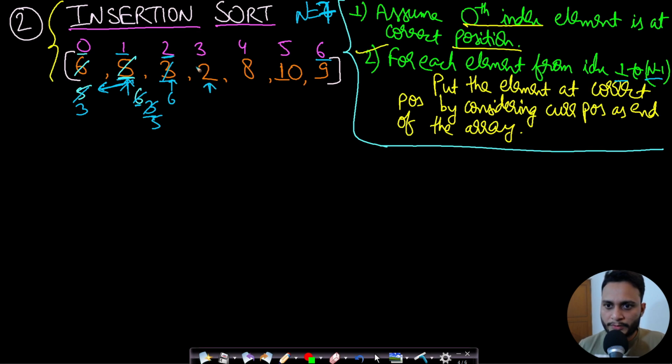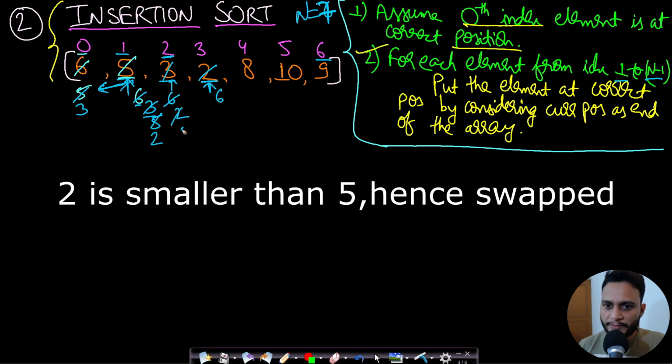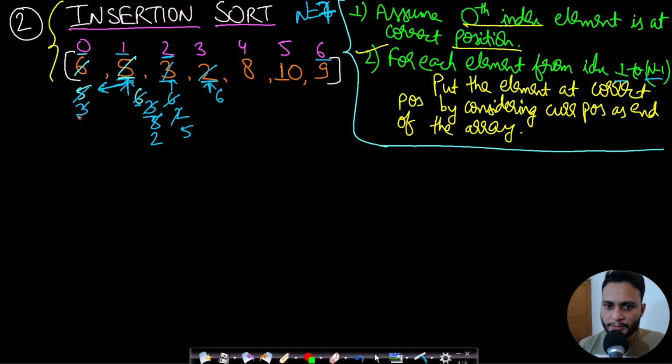Now we will move on to this index 3. So we will keep moving this element to the left until we find an element which is lower than this current element, since we are sorting in ascending order, right? So is 6 greater than 2? Yes. So 6 will come here, 2 will come here. Is 5 greater than 2? Yes. So 2 will come here, 5 will come here. Is 3 greater than 2? Yes. So 2 will come here, 3 will come here. I hope you are understanding this insertion sort. Now this index 3 has been processed.